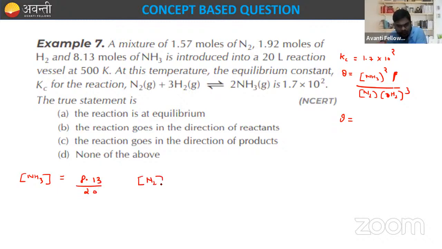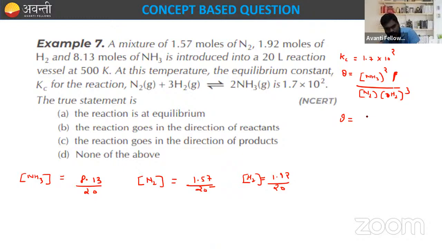Similarly, the concentration of N2 is nothing but 1.57 divided by 20. Similarly, the concentration of hydrogen is 1.92, so this is equal to 1.92 divided by 20. So this is how you can find the concentration of each. Just put the values in this.